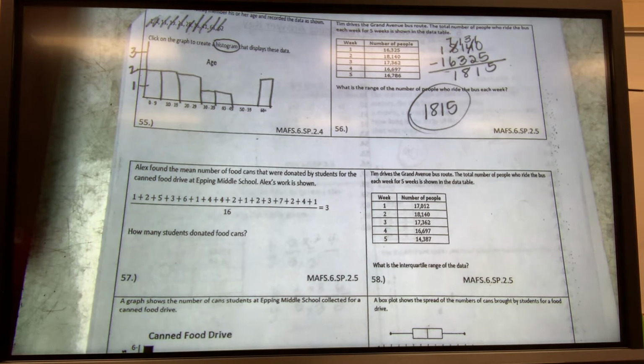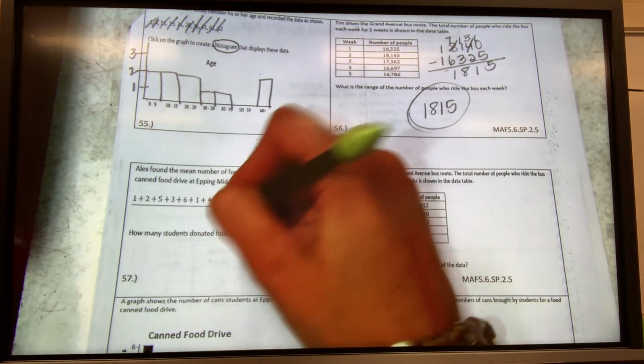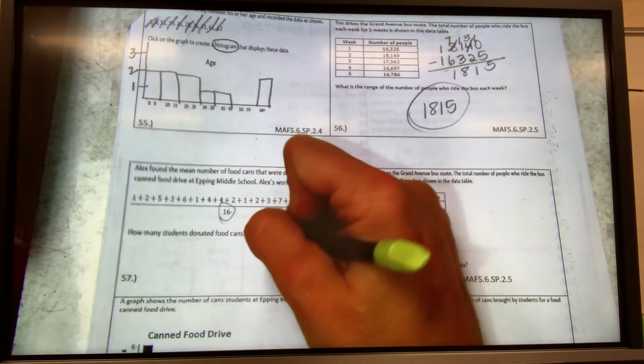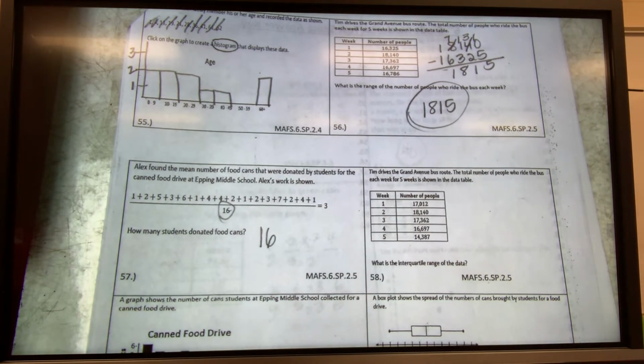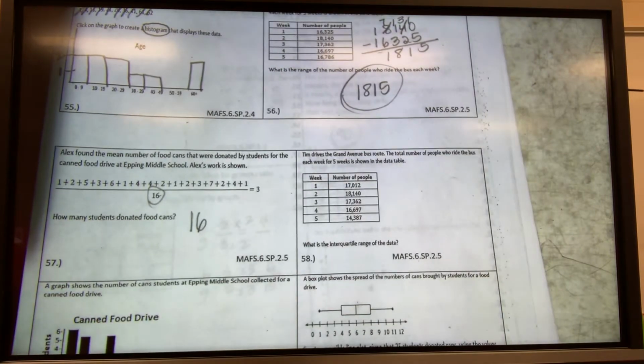Okay? Next one down here. Alex found the mean number of students who donated for the canned food drive. How many students donated cans? There it is. The number you divided by determines how many that is. That's 16. That one was pretty easy. Number 58. 58 is a little toughy too. So it says, what is the total number of people who rode the bus? This is one we kind of did a while ago.